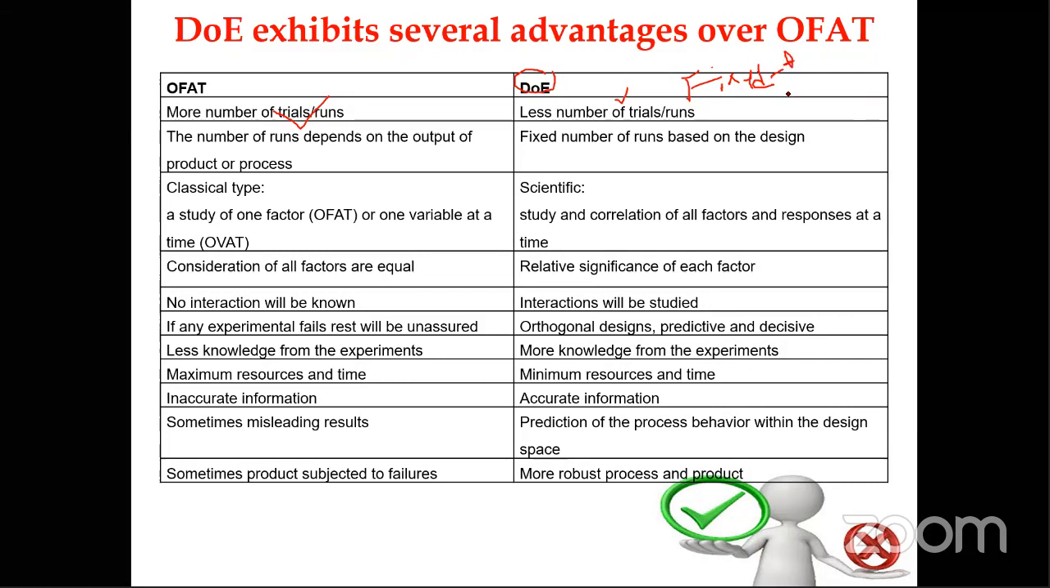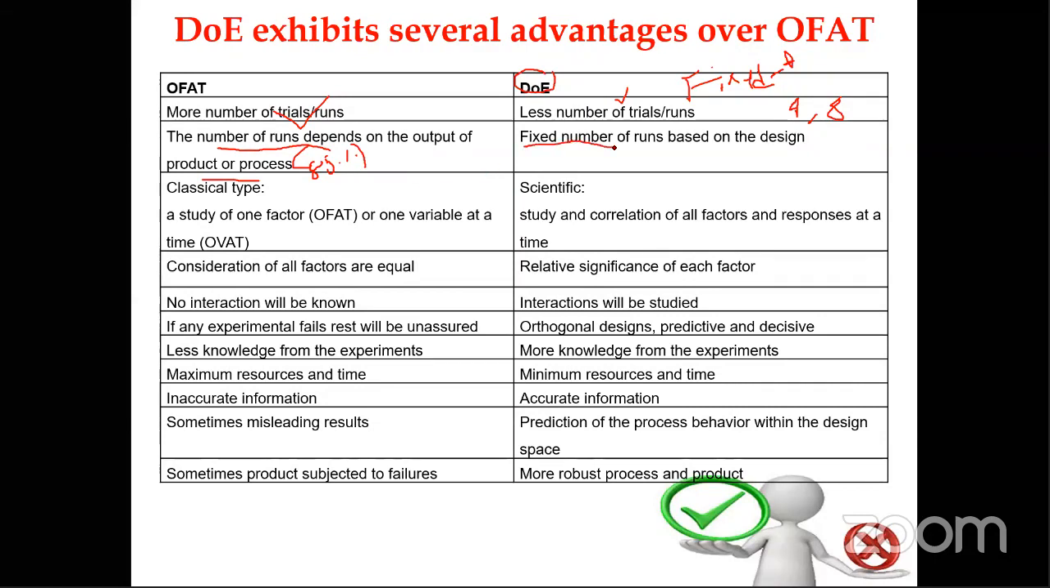Let us say factorial: if you take 2 factors, you will get 4 runs. If you take 3 factors, you will get 8 runs. So within the fixed, smaller number of runs, you will get the desired results. Whereas in OFAT experiments, there is no limit. You keep on doing the experiment until you get the results. The second point is that the number of runs depends upon the output product, how much percentage it is giving. Until it gives 85% release, you keep on doing it.